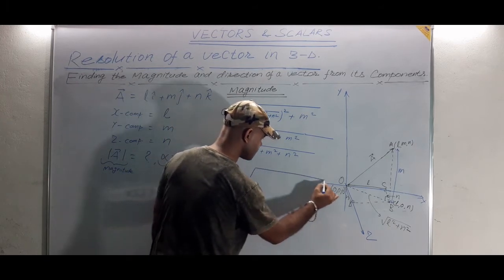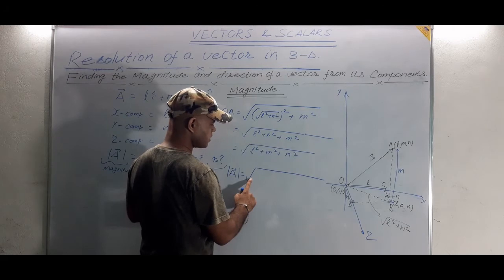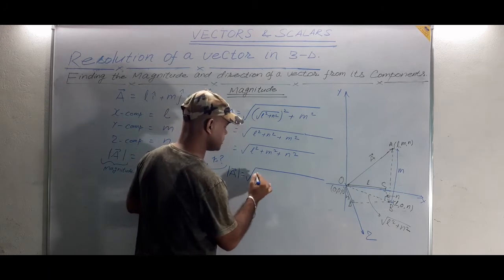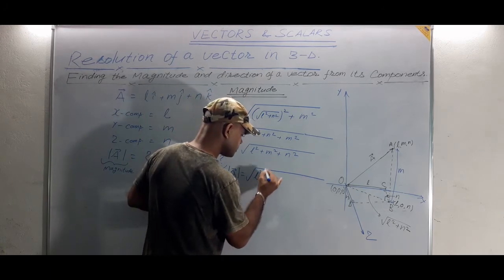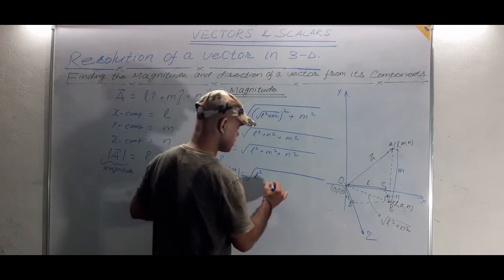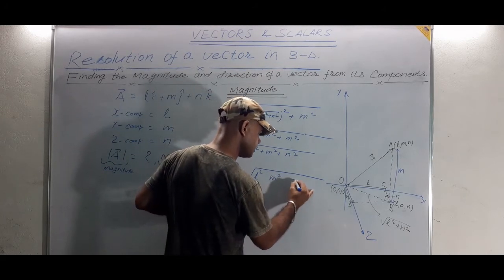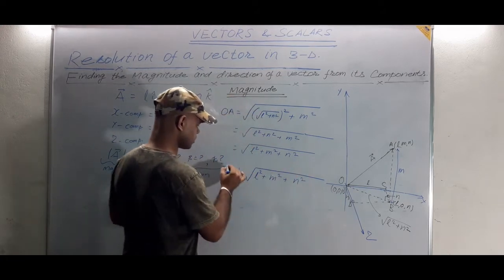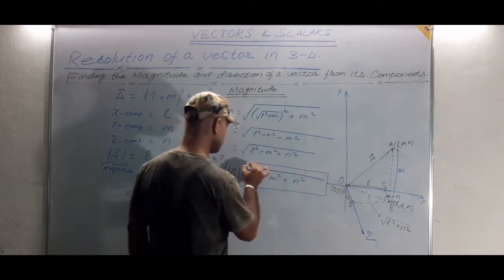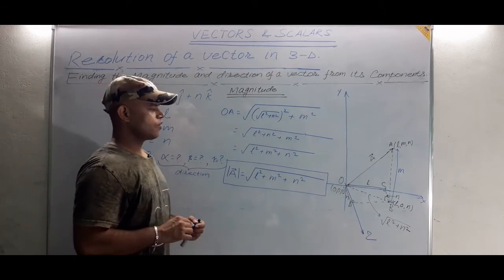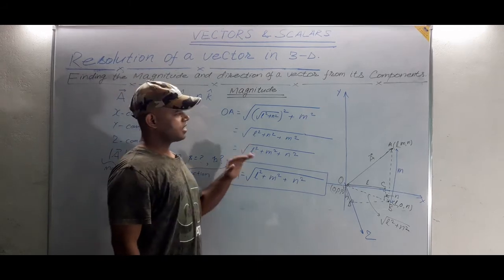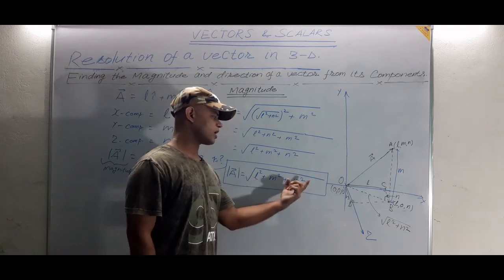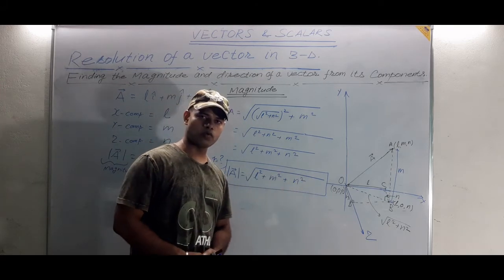So the magnitude of the vector will be simply the square root of the sum of the squares of its components, right? So mod of a vector is x component square, y component square, z component square, sum of this, and then take the square root. This will give the magnitude of the vector. Same as we did for a two-dimensional vector. There it was two components, here we have three components. So we have to add the square of all the components and then take the square root.